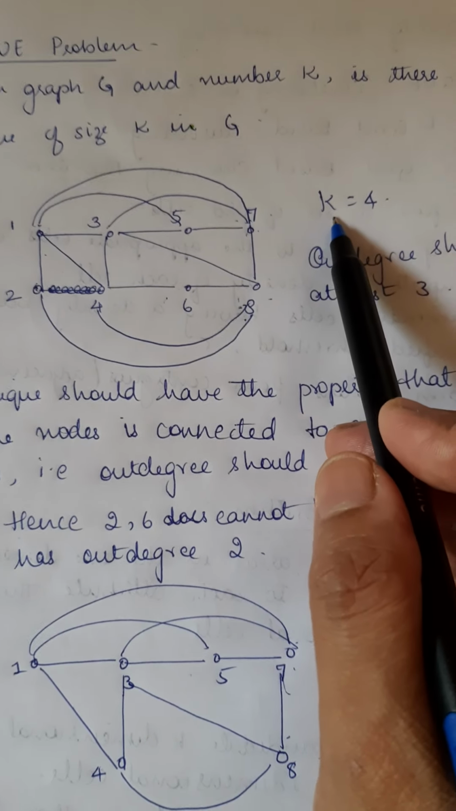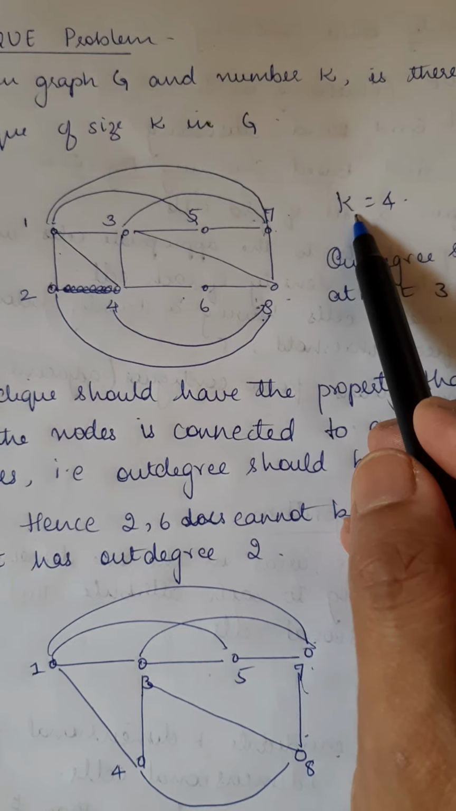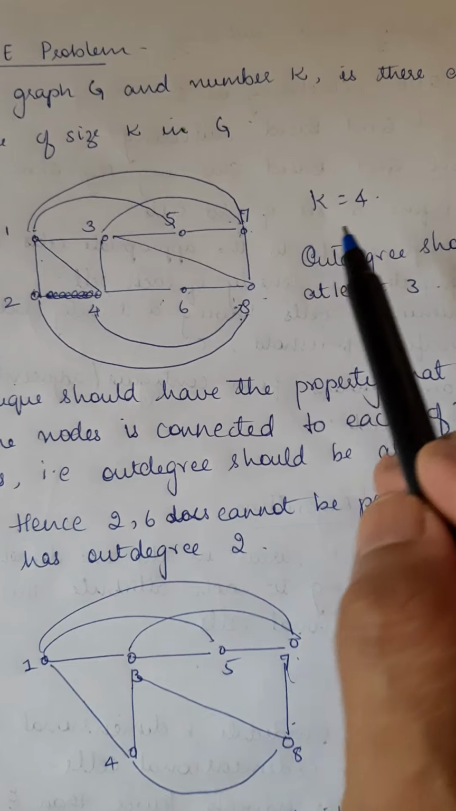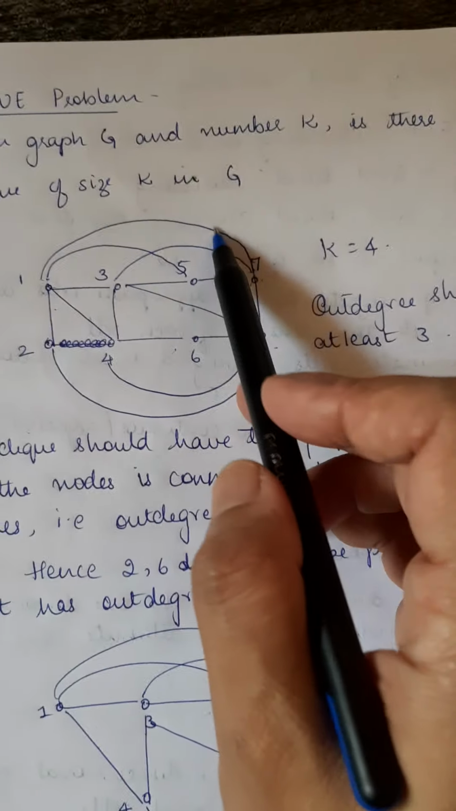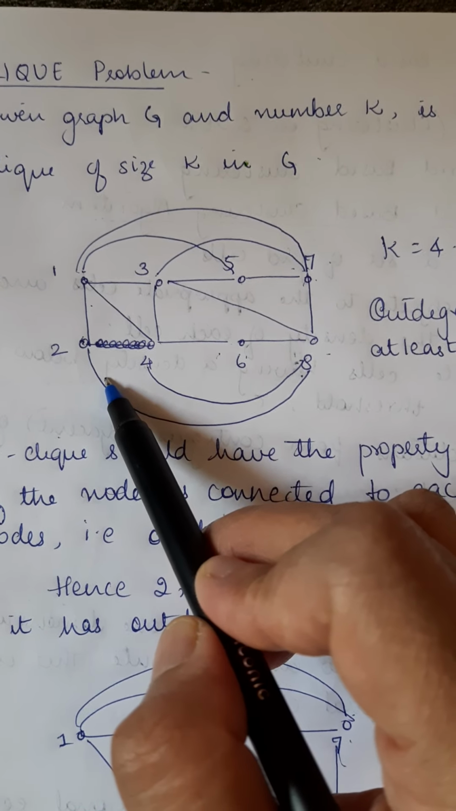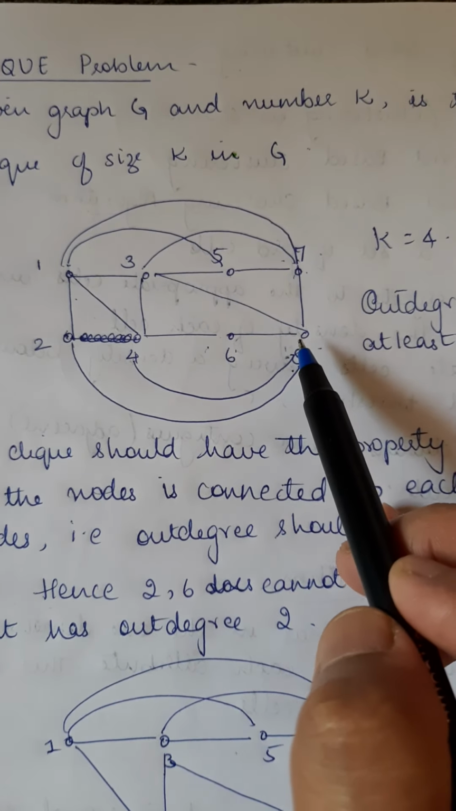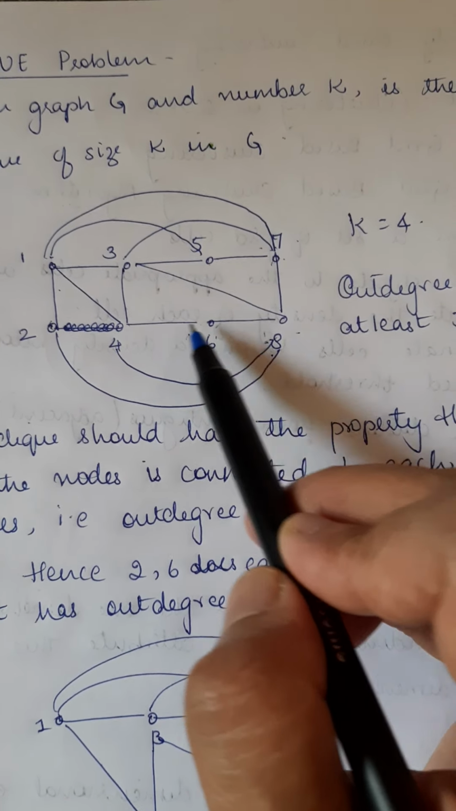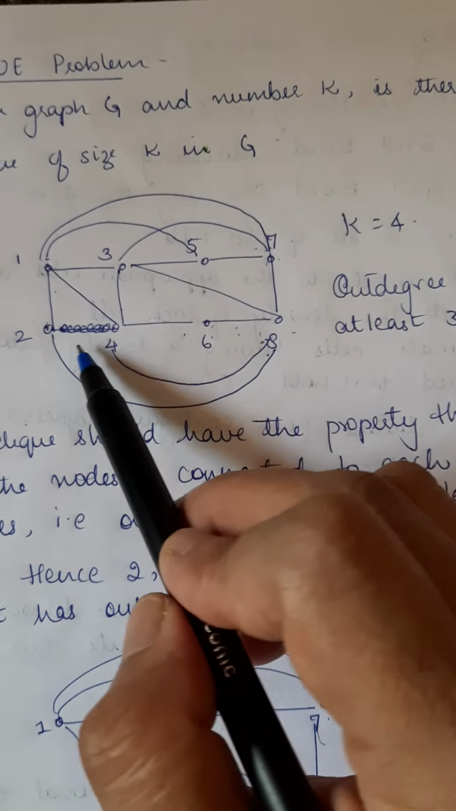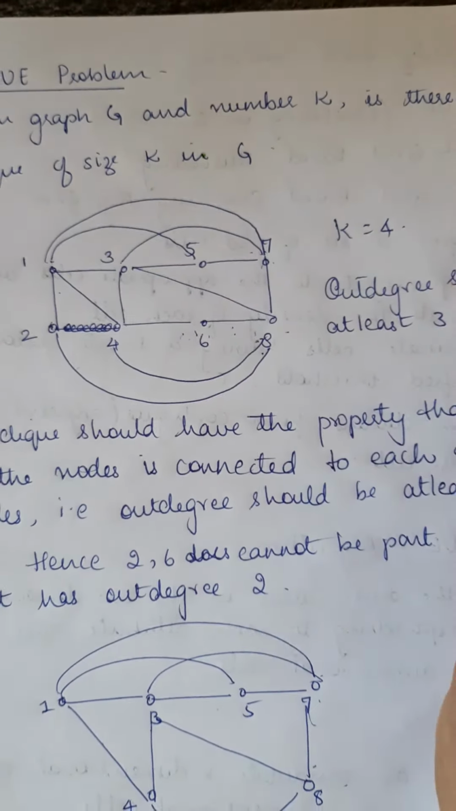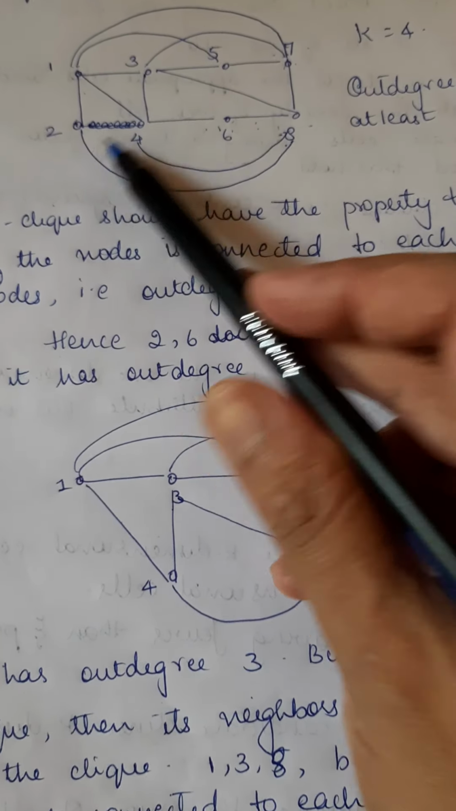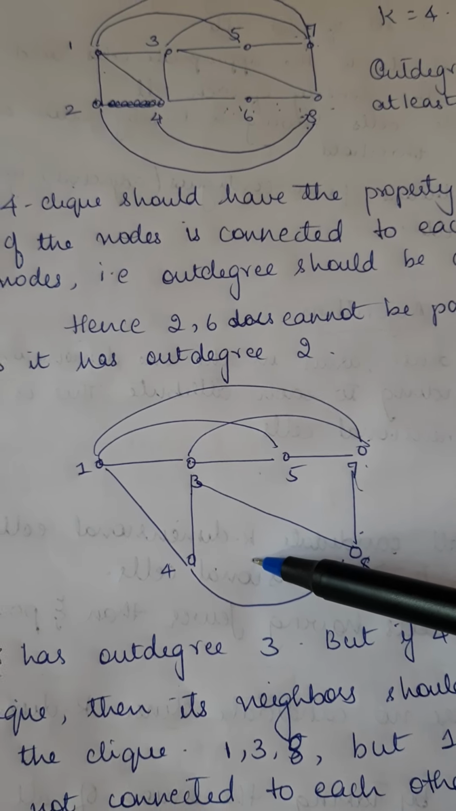Since I have given k equal to 4, we will consider only nodes which have an out degree of 3, one less than k. Now this is the graph given to me. Look at node 2. What is the out degree of 2? It is only 2. Node 6 also has only 2. So these two don't have out degree of 3. The minimum should be 3, so we eliminate these two because they can't be part of the clique. I eliminate these two and this figure comes. You can see 2 has gone, 6 has gone.